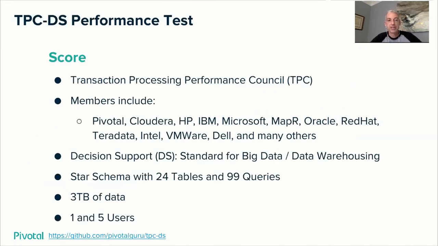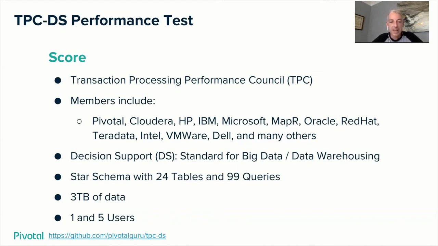So first, TPC-DS. TPC is the Transaction Processing Performance Council, and the DS is the decision support benchmark, which has become the de facto standard for big data warehousing. A lot of different vendors use this. The members of the TPC include Pivotal and some competitors of ours, like Cloudera, IBM, and partners, VMware, Dell, and so forth. So many companies are part of this council.